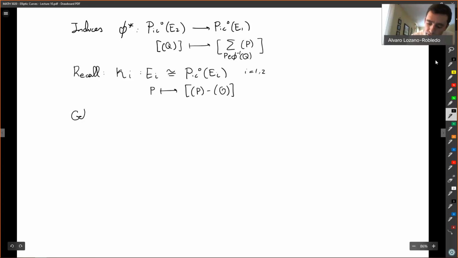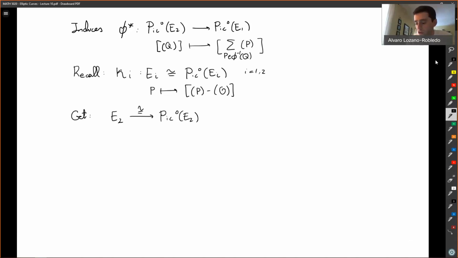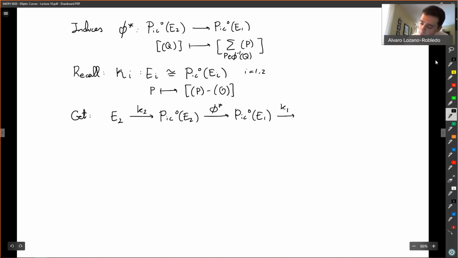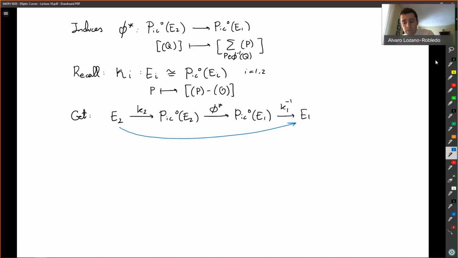Then what I get is the following map. I have that E2 maps, I can map it to Picard for E2, and this is an isomorphism. Then I can use phi star to get to Picard of E1. And then, so this was, instead of say isomorphism, let me say this is kappa 2. And then I can go via kappa 1 inverse, I can go back to E1. Okay, so I get a map from E2 to E1, from here all the way to there. And this is going to be what we're going to call our dual isogeny.